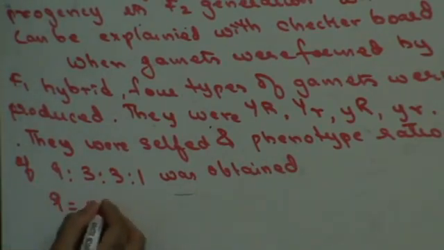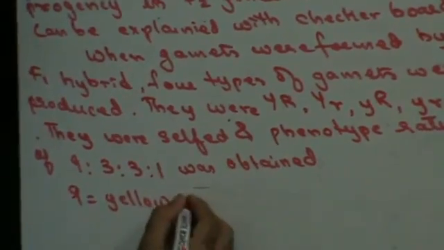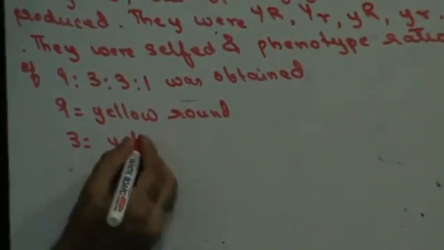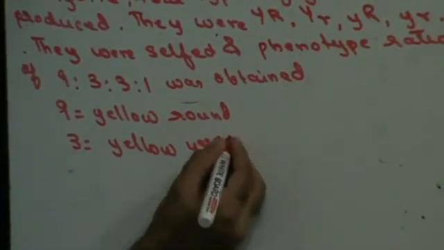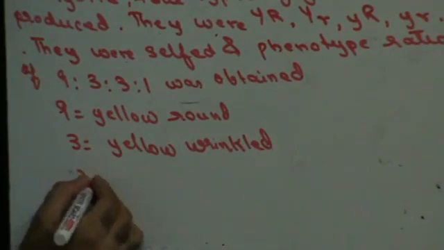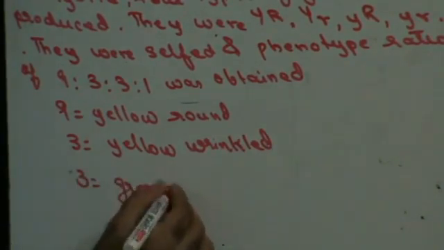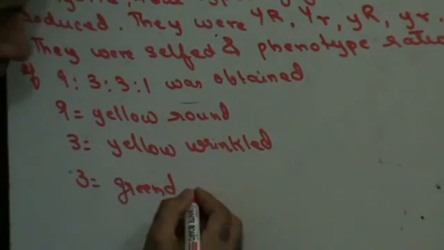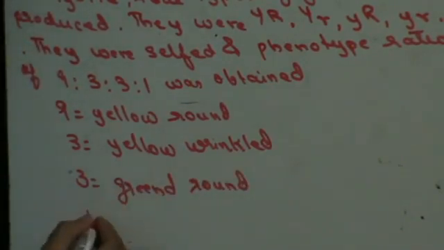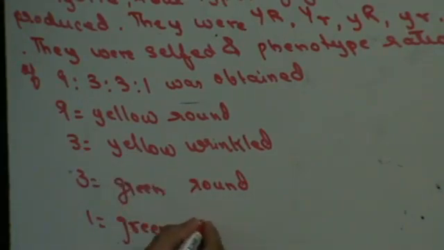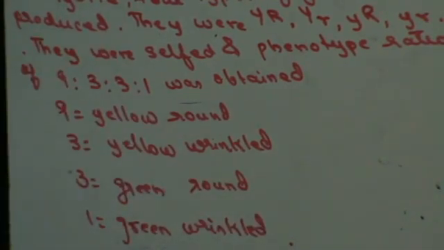Where what is 9? 9 is yellow round. So you had 9 plants that would be yellow round, 3 would be yellow wrinkled, 3 would be green round, and 1 would be green wrinkled. That was the ratio that would be obtained. Now let's explain this to you with the help of a diagram.